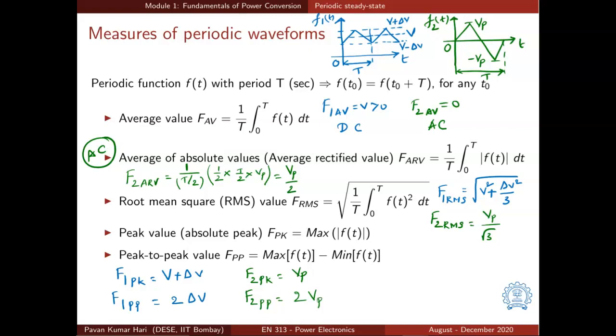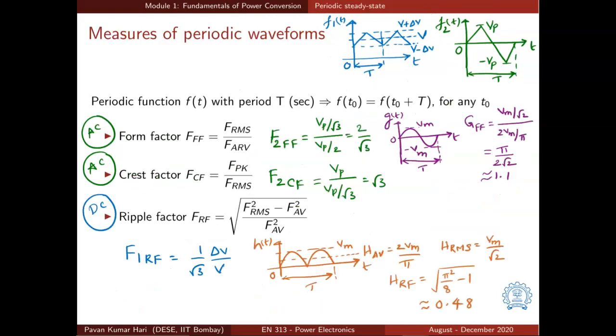And then the RMS value of f2 of t, which is a triangular waveform, is again a well-known quantity. It is Vp by root 3, the peak value divided by root 3. Another measure is the peak value, the absolute peak in the case of AC, denoted by F PK. It's the maximum value of modulus of f of t. Then another measure is the peak to peak value, F PP, which is the difference between the maximum and minimum value. So f1 peak is V plus delta V, f1 peak to peak is 2 delta V, f2 peak is Vp because it's absolute peak, and f2 peak to peak is 2 Vp.